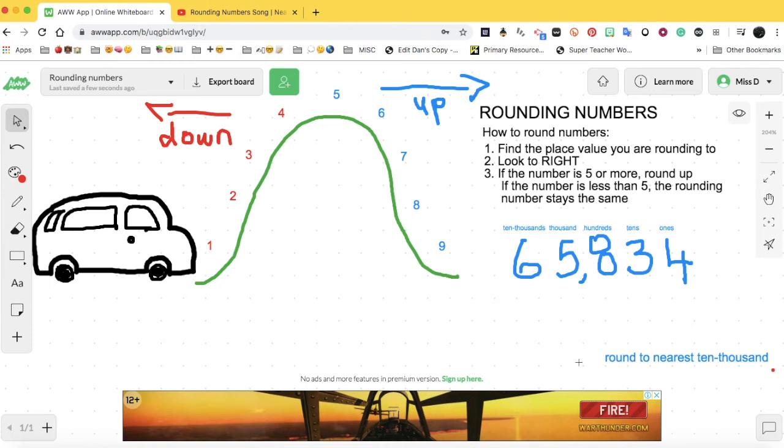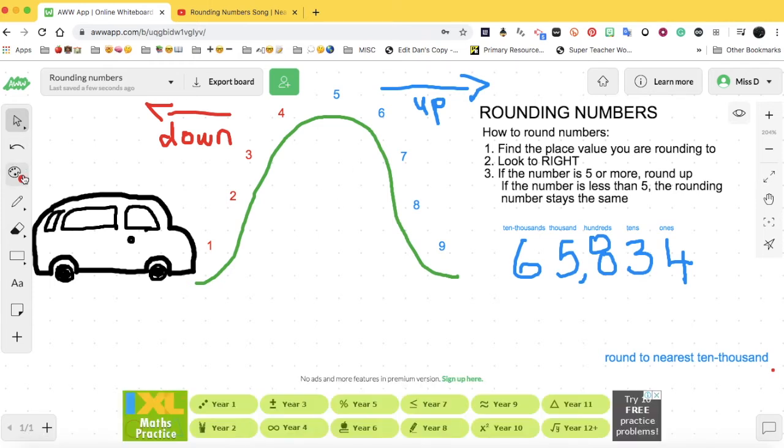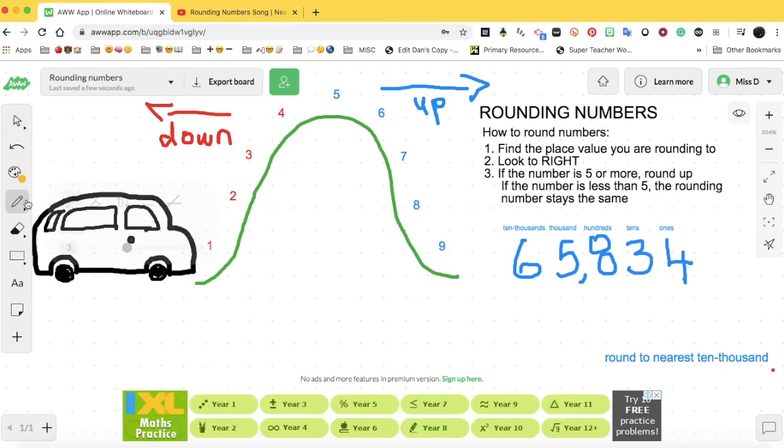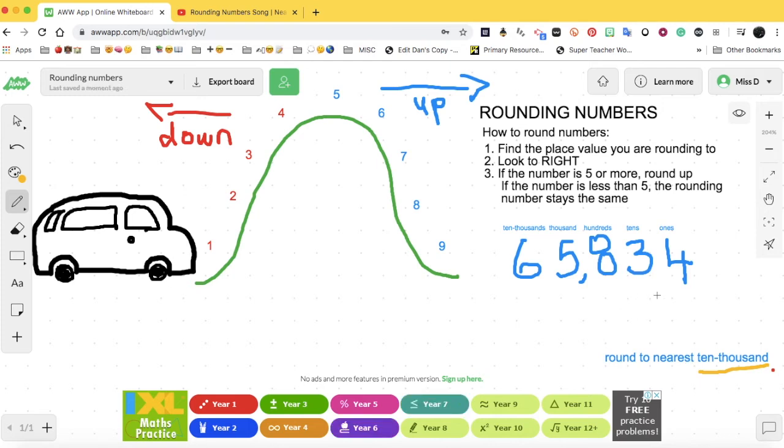Okay, so the first step is that we need to find the place value that we're rounding to. The place value that we're rounding to is our nearest 10,000. This sounds a little bit tricky, but it's not really too tricky. The 10,000s column is this number here. And if you're struggling, you can always write the place value above, or you can just go ones, tens, hundreds, thousands, tens of thousands. So it is our 6.